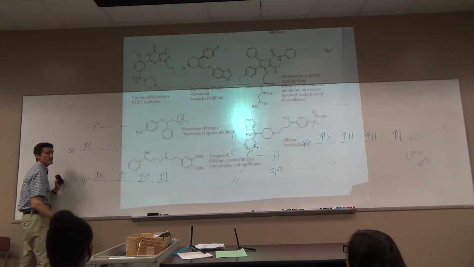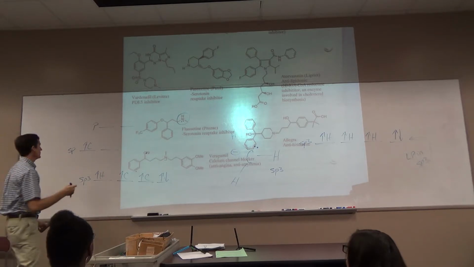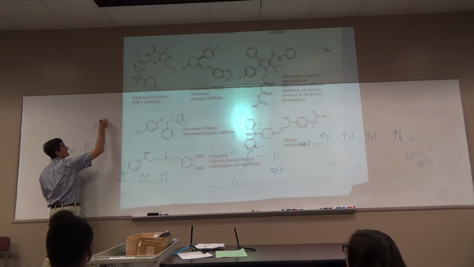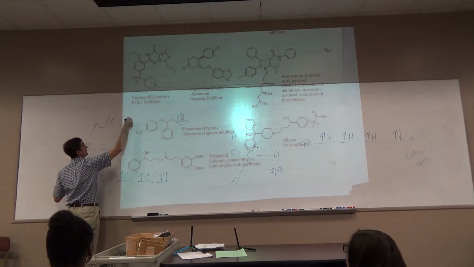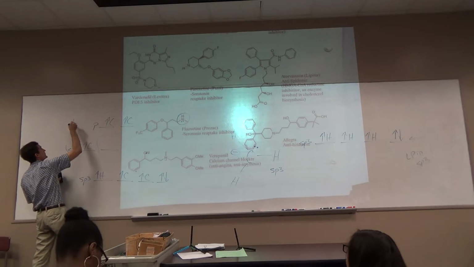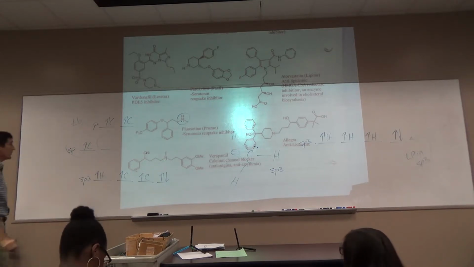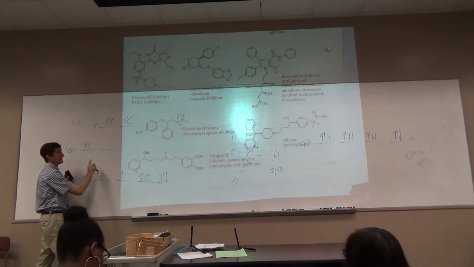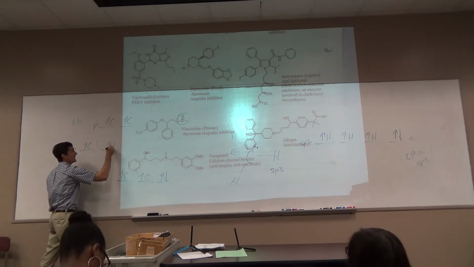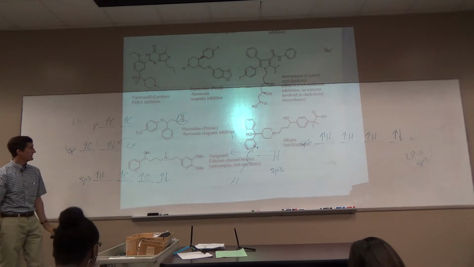What type of bonds do you see the nitrogen making? Sigma bond to carbon. A triple bond is what? 1 sigma and 2 pi. Pi is made with p's, right? There's your triple bond. So the lone pair must exist in what? Yeah, the lone pair is here, and it's in a hybrid.